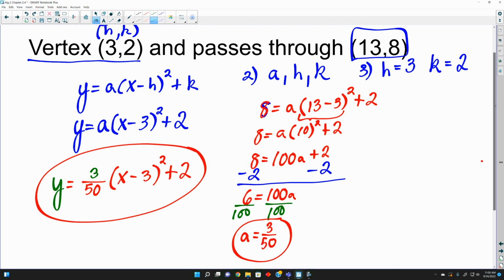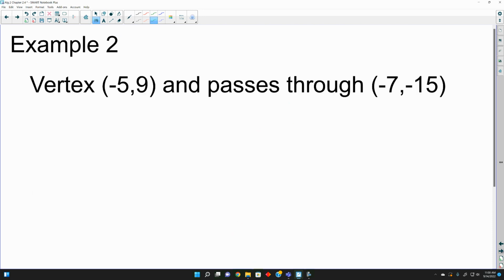Any other questions on this here? We ready for the next one? So example 2 tells us that the vertex is (-5, 9) and passes through the point (-7, -15). Well, which equation will we use? So we're probably halfway on the second page, or the back of the first page. Oh, yeah. Yep. Now, this one here, because they gave us the vertex, we're using vertex form. So we can circle the vertex form.